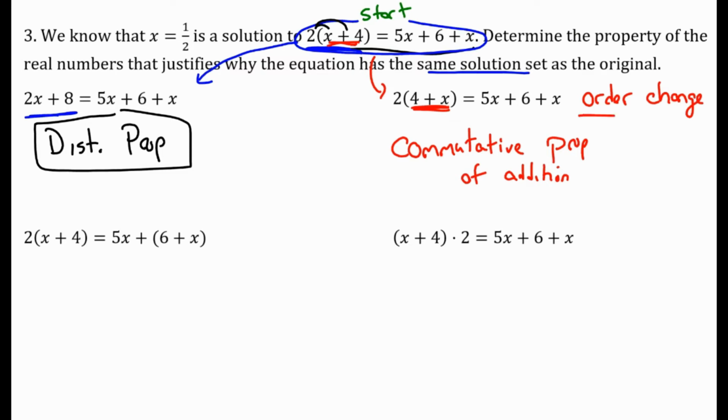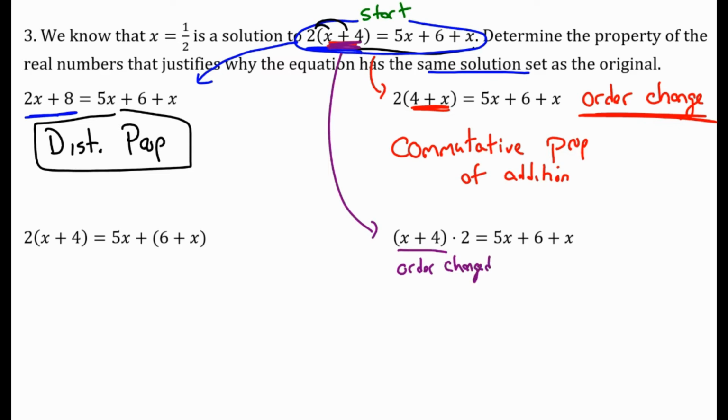So whenever I change the order of things, I'm using the commutative property, either of addition or multiplication, depending on what operation we're changing. So let's look at the commutative property of multiplication. Let's slide on down here to the purple one. I took this x plus 4, this is one chunk, that x plus 4 times 2. Whereas up here I was doing 2 times x plus 4. So this order changed again here.